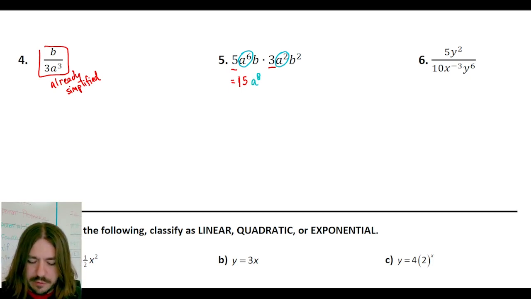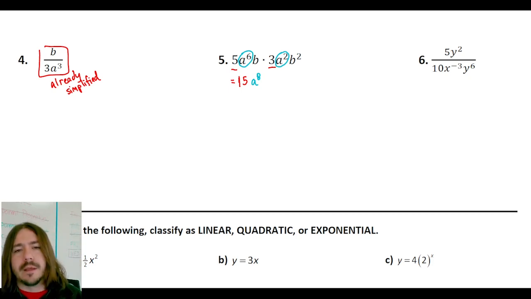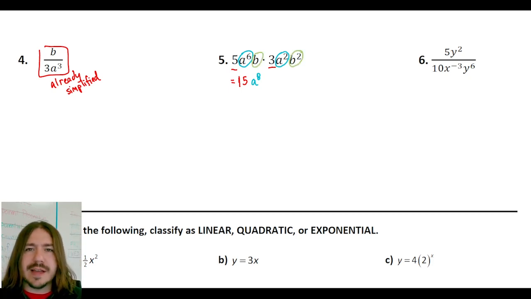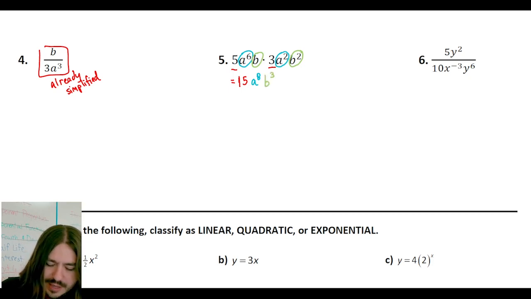And then for the b's, we've got b times b squared. Now, anytime you see a variable that does not have an exponent on it, the exponent is assumed to be 1. So 1 plus 2 would be 3. And so we'd have 15 times a to the 8th times b cubed.